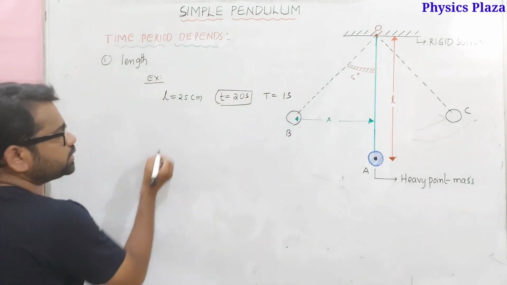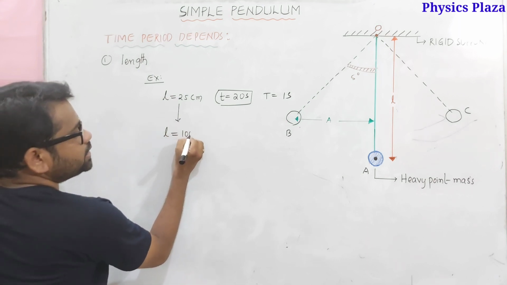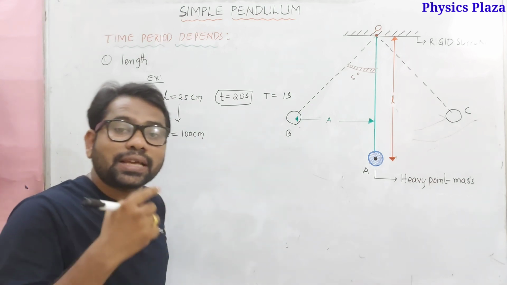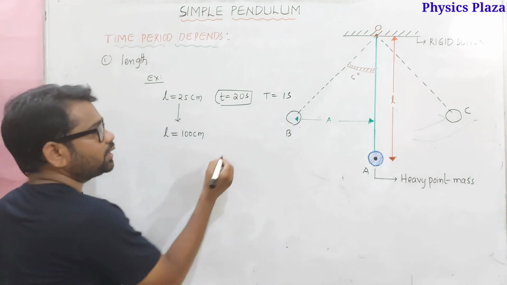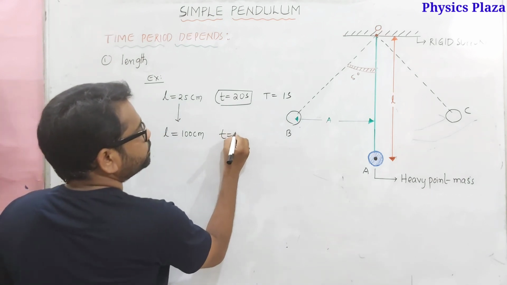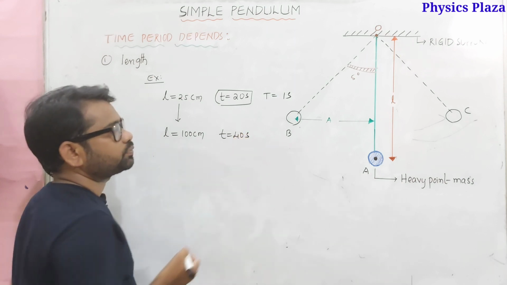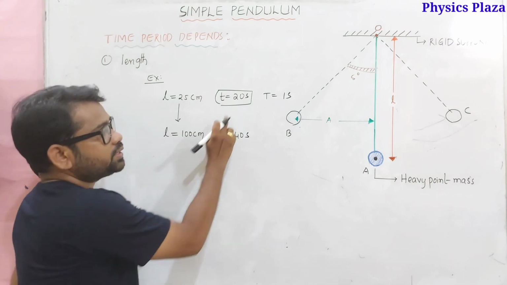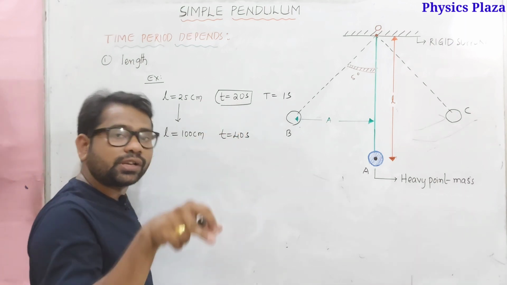For example, if this length is increased from 25 centimeters to 100 centimeters, and it is noticed that the time taken to complete 20 oscillations with this length is 40 seconds. Then what is the time period? See, this is the time taken for 20 oscillations only.